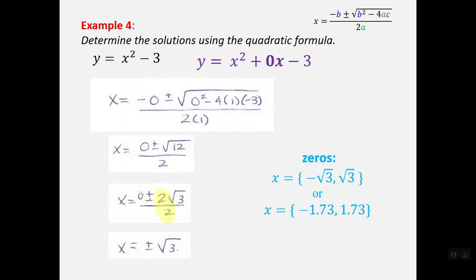So our zeros are going to be negative square root of 3, positive square root of 3, so we can write it that way, or we could write it as plus or minus square root of 3, or the decimal approximation of that, negative 1.73 and 1.73.